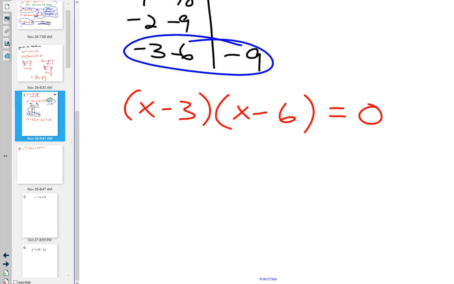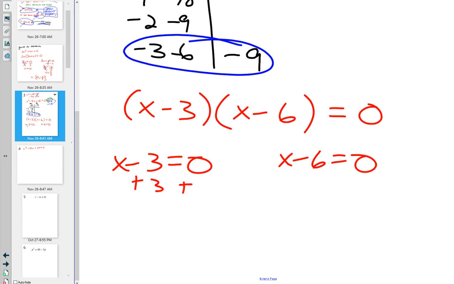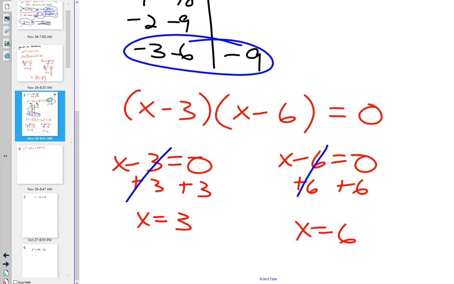It doesn't mean that x is 0. It means that x minus 3 can be 0 or x minus 6 can be 0. 3 plus 3. Plus 6 plus 6. How many solutions do I have? I do have 2.